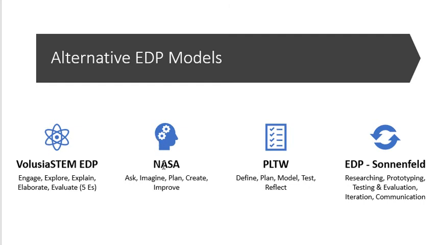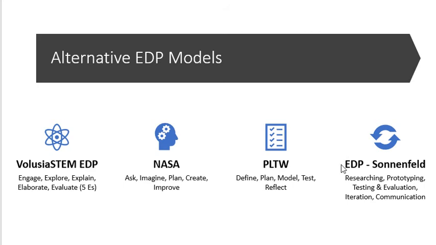So there's another engineering design process model, one that's commonly used by NASA in their K through 12 STEM outreach programs, and that is ask questions about the problem, imagine possible solutions, plan out what you're going to do, create something, and then improve upon it. And this is a great model as well. And then another one, from an organization that you may be familiar with, Project Lead the Way. Some of you may have participated in some of their programs. Their model is to define the problem, plan out a solution, develop a model, test that model out, and reflect. And hopefully, you're starting to see how these steps are pretty similar.